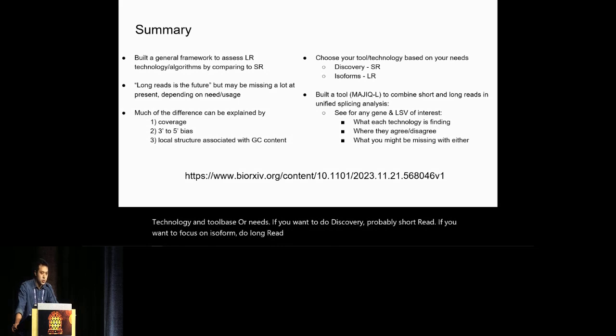So we built our tool called MAGICAL, to combine short and long reads in a unified splicing analysis to see any genes or LSVs you're interested in. You can see what each technology is finding, where they agree or disagree, or where you might be missing something with either.